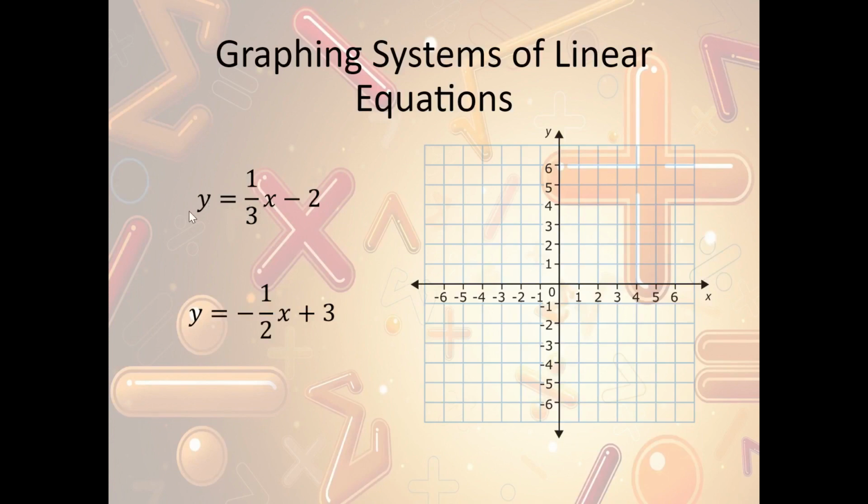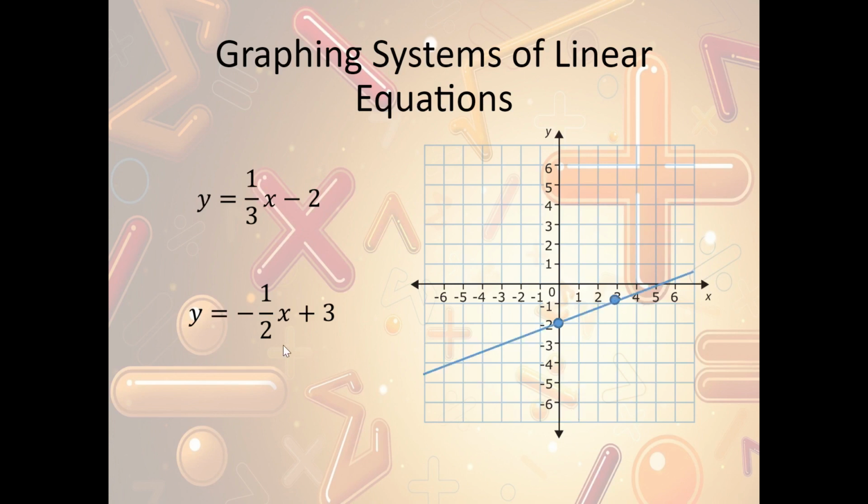On the first one, we'll go ahead and graph this. We're going to plot our y-intercept, which is -2, so we're going to go down 2 and plot our point. And the slope is 1/3, so we're going to go up 1, to the right 3, plot our point, and connect the dots. Just like we did earlier, that's the same thing we're going to do now.